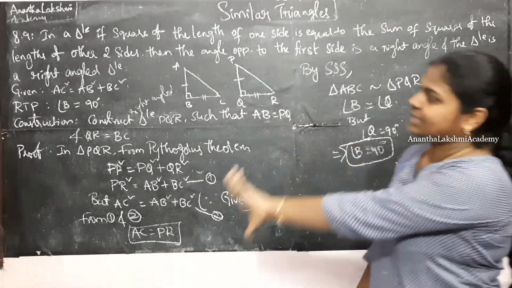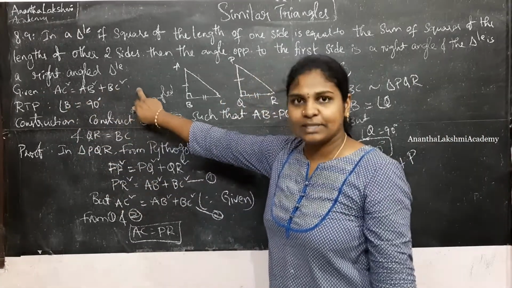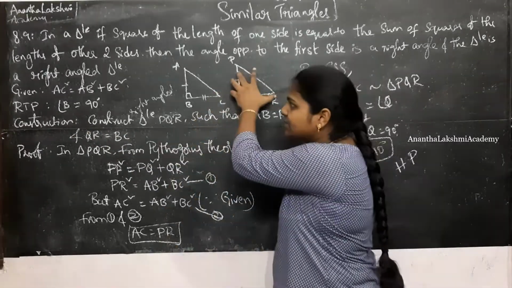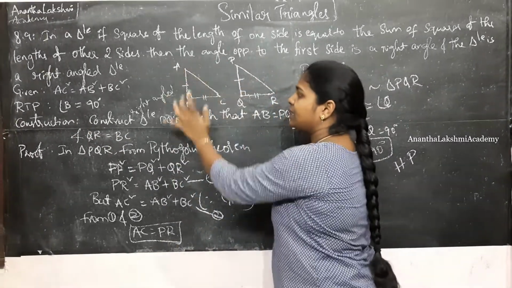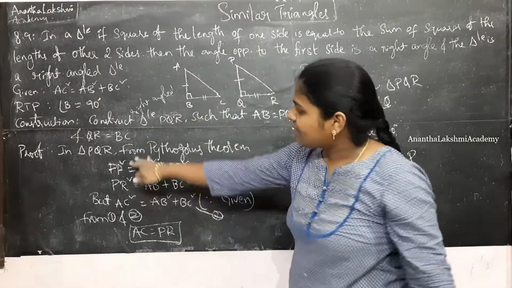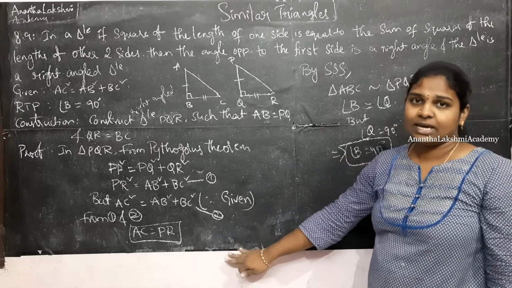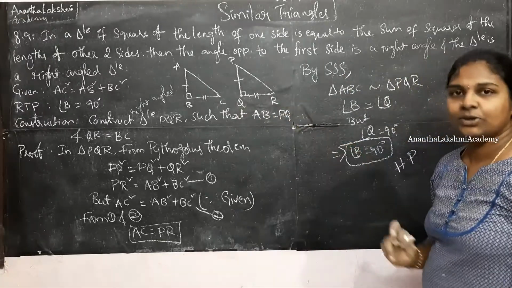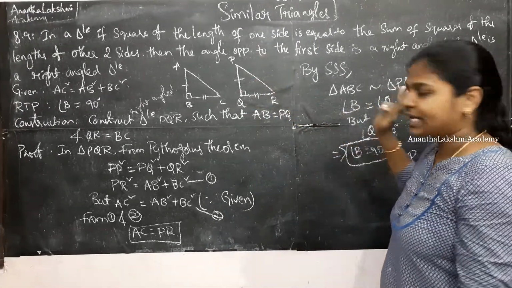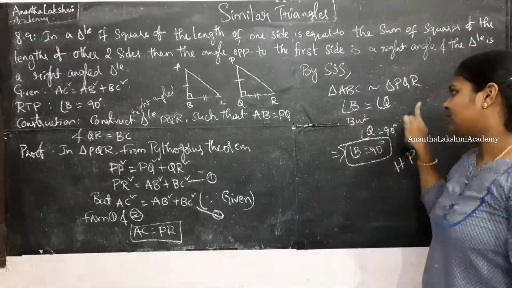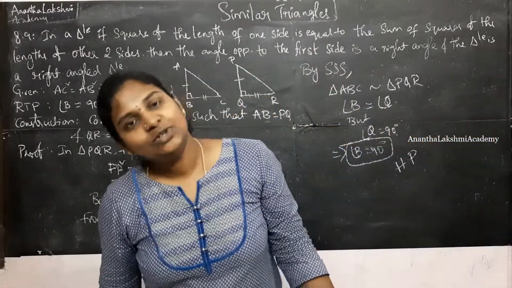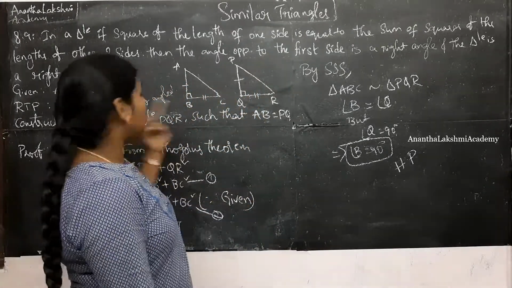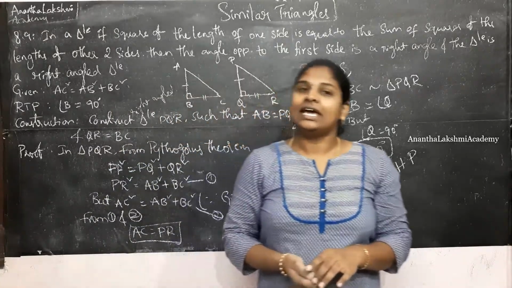Okay. For the converse, what is given? AC square is equal to AB square plus BC square is given. We have to figure out that angle B is equal to 90 degrees. So, we took a right angle triangle mimicking ABC such that PQ is equal to AB and QR is equal to BC. From there, we applied the Pythagoras theorem and proved that AC is equal to PR. Since the corresponding three sides are equal, by SSS we proved that ABC is similar to PQR. And since the sides are in equal ratio, angles must be equal. Angle B is equal to angle Q, and hence angle B is equal to 90 degrees. Isn't it? So that is about the converse of the Pythagoras theorem, which is 8.9 in your textbook.